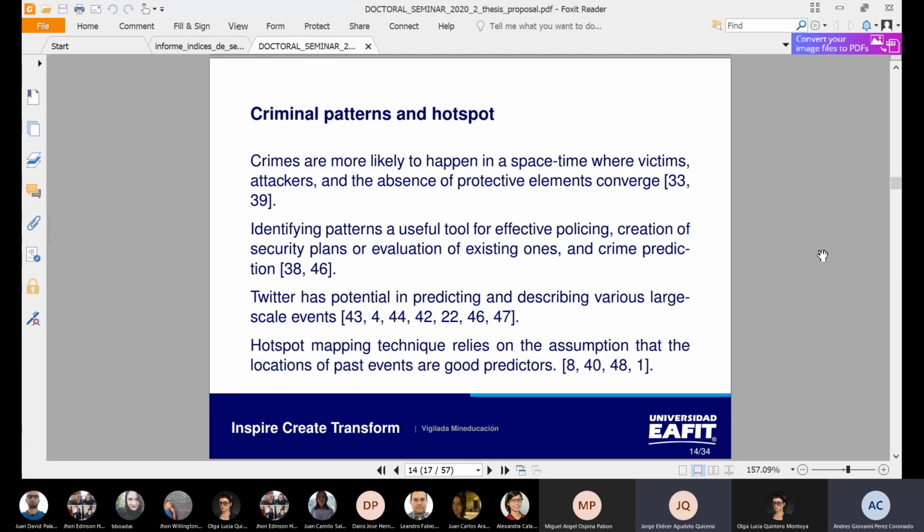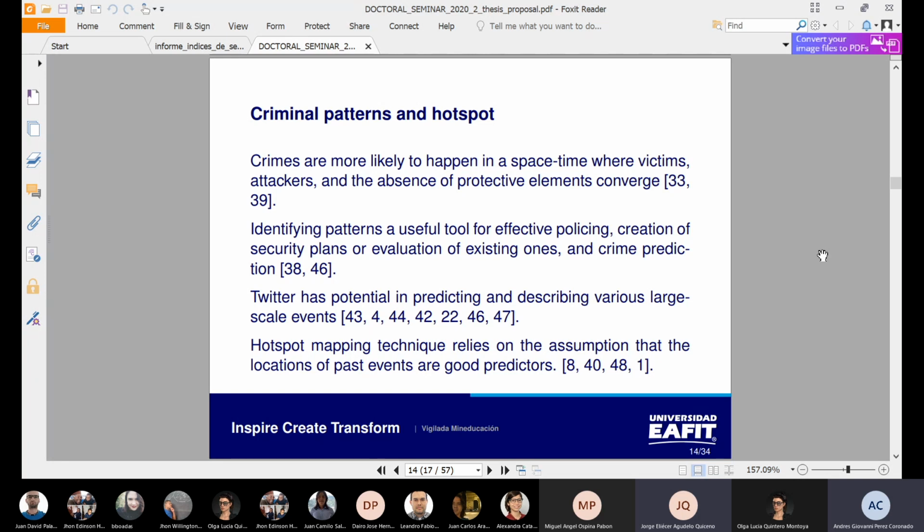are studying right now. We already know that crime is more likely to happen in a space-time where victims, attackers, and the absence of protective elements converge. We identify patterns as a useful tool for effective policy and the creation of security.